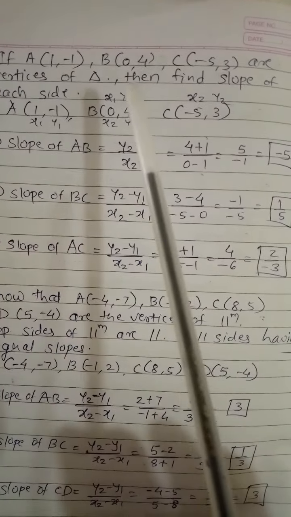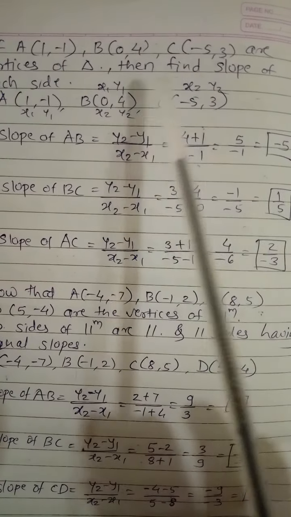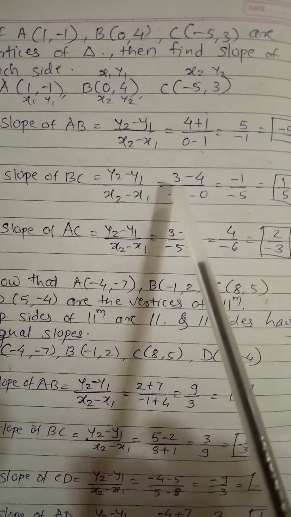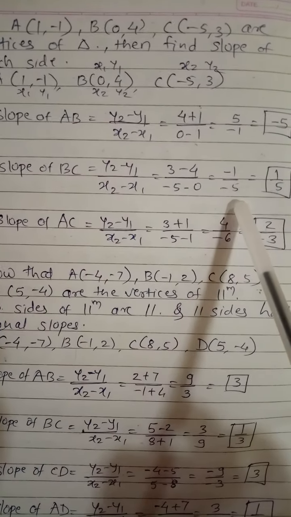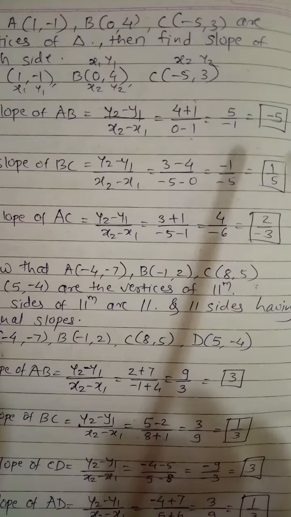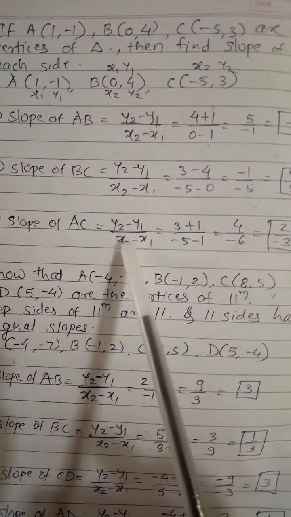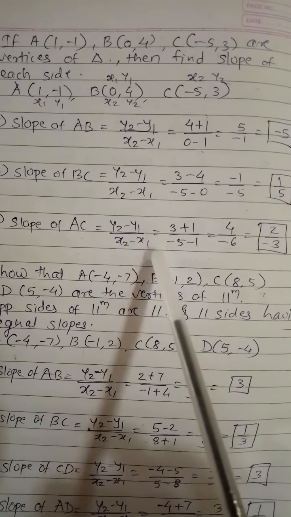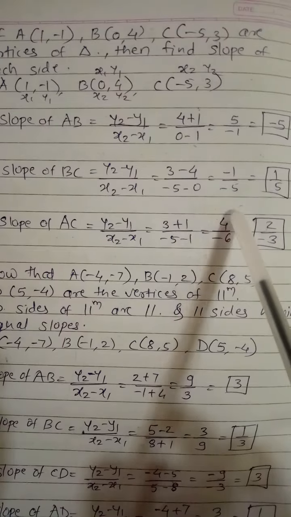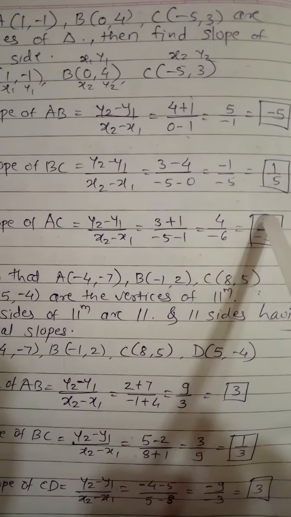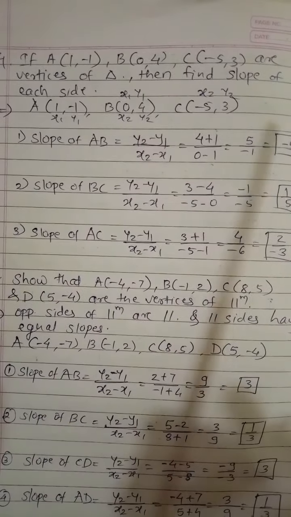The second one is BC. Again we use the same formula, y2 minus y1 upon x2 minus x1. So 3 minus 4 upon -5 minus 0, so we get -1 by -5. Minus minus is plus, so we get 1 by 5. Then the slope of AC is y2 minus y1 upon x2 minus x1, that is 3 plus 1 upon -5 minus 1, that is 4 upon -6. So we get 2 upon -3. These are the slopes of AB, BC and AC.